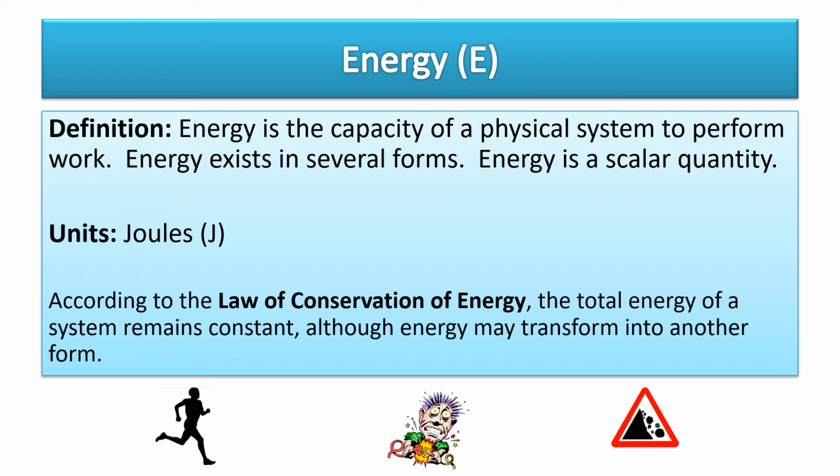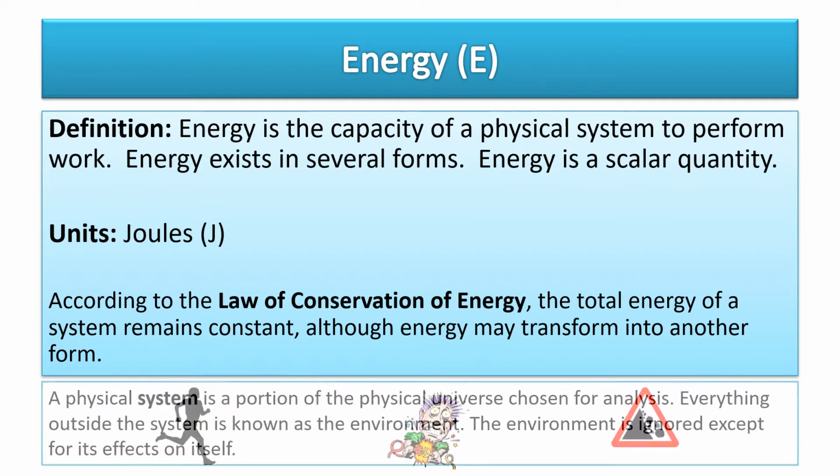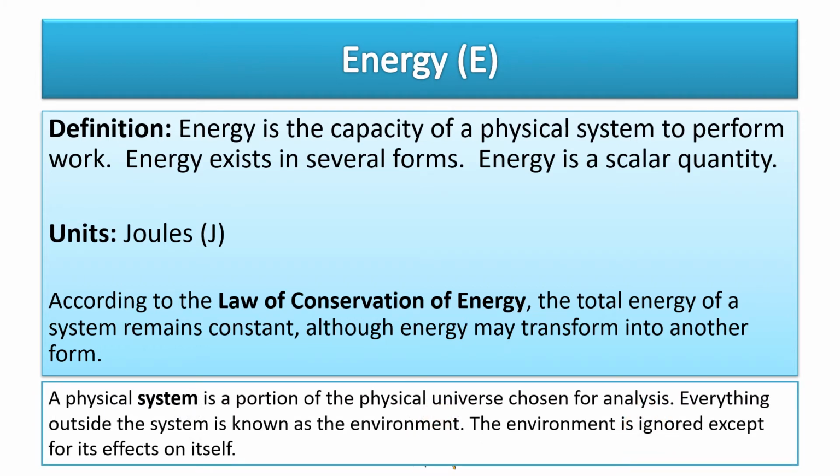And it says, according to the law of conservation of energy, the total energy of a system remains constant, although energy may transform into another form. And it says a physical system, so that's part of the definition in the law of conservation of energy. It talks about a system. A physical system is a portion of the physical universe chosen for analysis. Everything outside of the system is known as the environment. The environment is ignored except for its effects on itself.